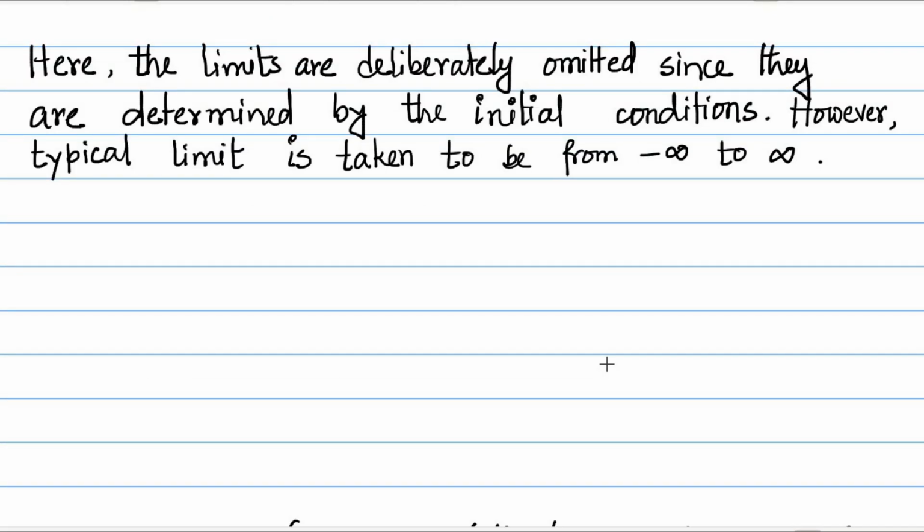Now, the limits in the solution that we've just seen are deliberately omitted because they are determined by the initial conditions. In typical textbooks, you'll see the limits are in general taken to be from negative infinity to infinity. But the appropriate thing to do is to take the limit from whenever the solution started, typically from negative infinity to the current time t, because at the end of the day, we need to find out the solution as a function of t. And that is what we are going to see in the current construction of Green's function.